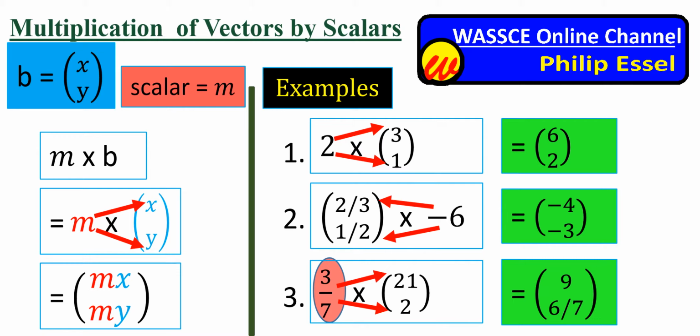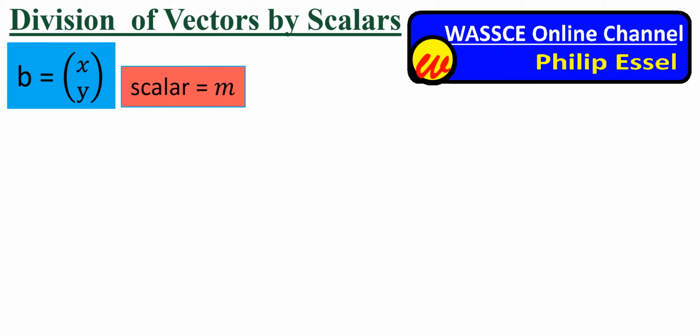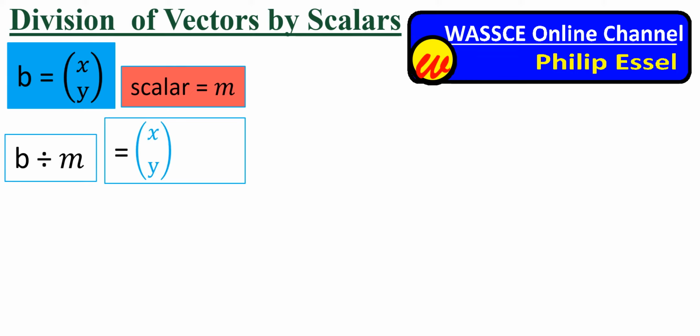Let's look at division of vectors by scalars. So let's say we have the vector b equals x, y, and we have the scalar m. Let's find b divided by m, the scalar. So that will be equal to the vector b divided by the scalar m.